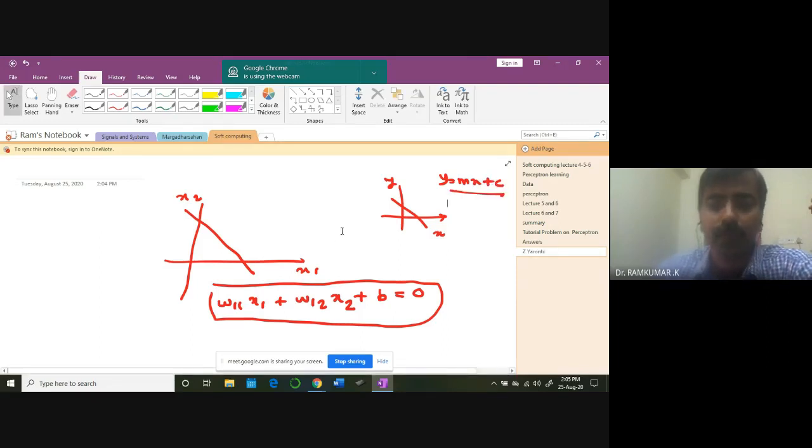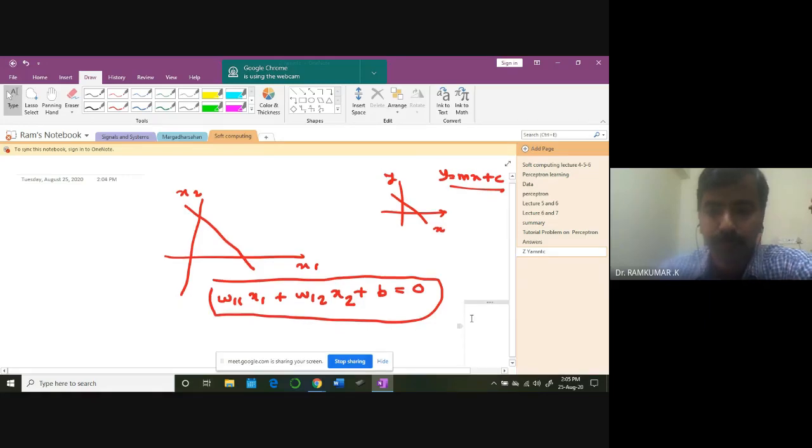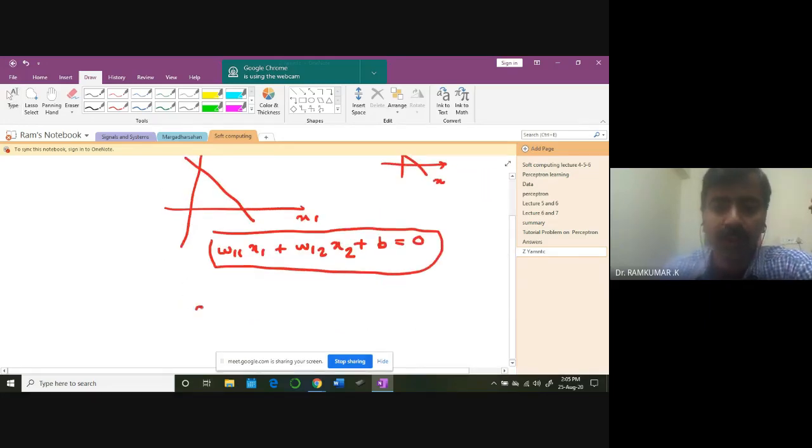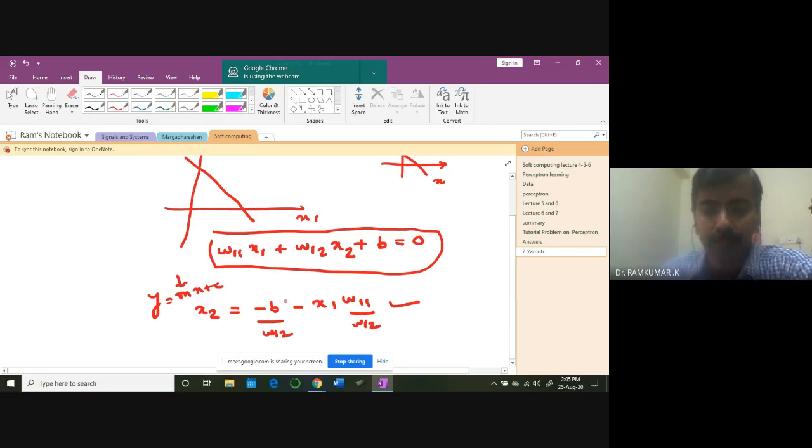So naturally, we try to bring x2 to one end and all the other terms to the other end, dividing by W12. This will be your line equation, y is equal to mx plus c, where m is nothing but minus W11 by W12, and the intercept c is nothing but minus b by W12. So this is the line equation.